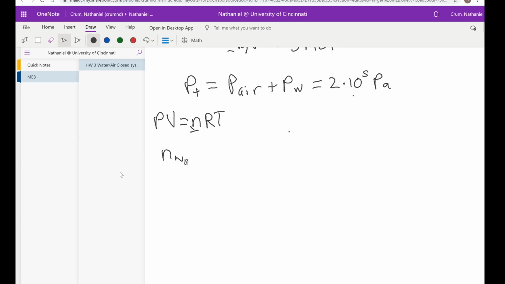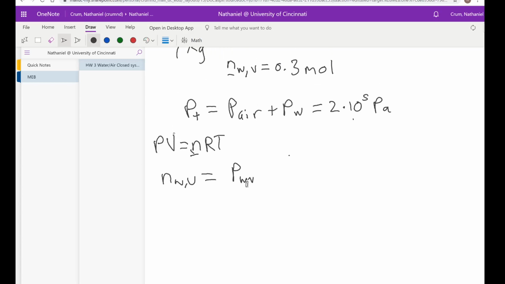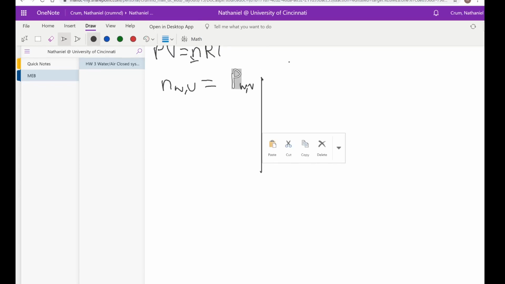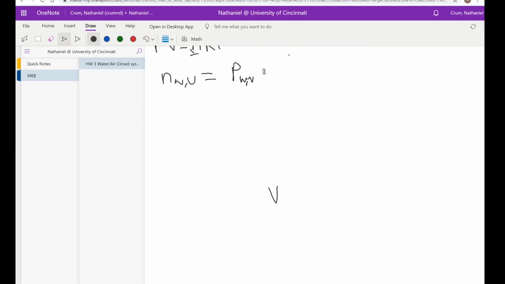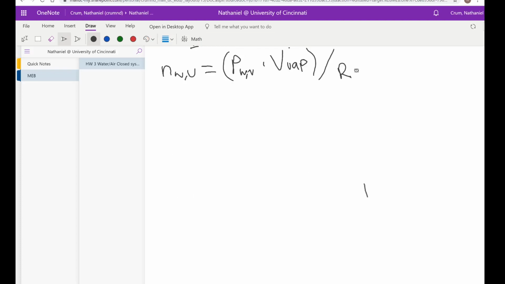Alright, the moles of water in the vapor phase, we know that is equal to the pressure of water in the vapor phase times the volume of the vapor phase, and then that will be divided by the R constant times the T.